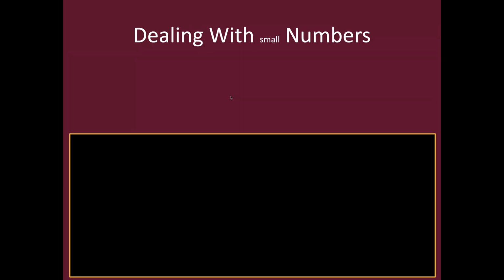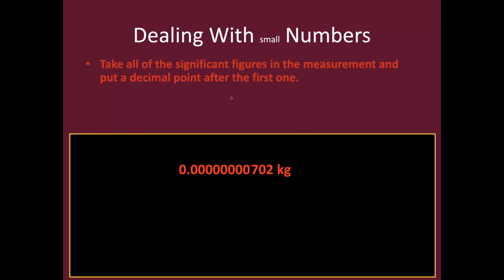Now, what about small numbers? Because there are some seriously microscopic numbers in chemistry, like the mass of an atom, for example. Very, very tiny numbers. Here's a tiny number. And to convert this into scientific notation, what we do is we take all the significant figures in the measurement, just like we did before, and put a decimal after the first one.